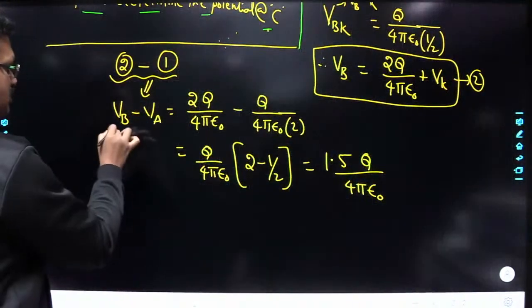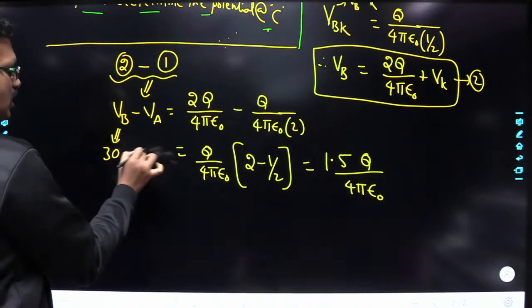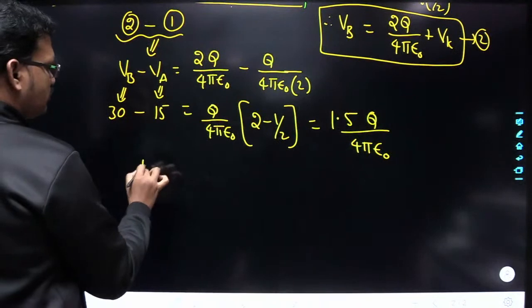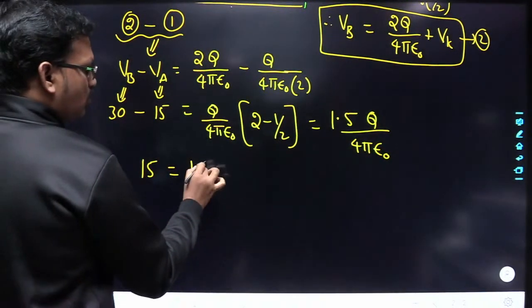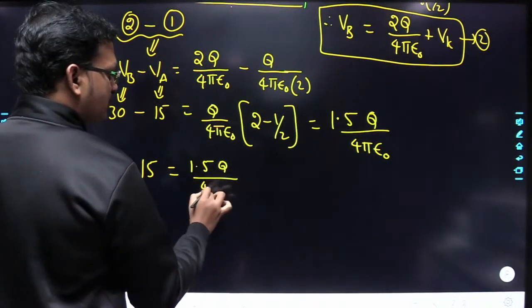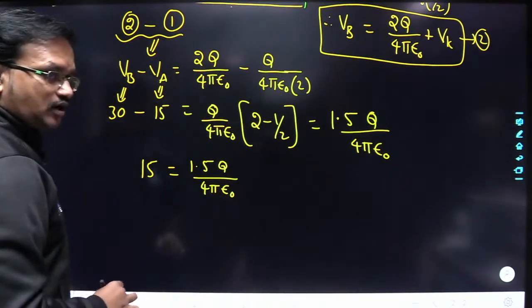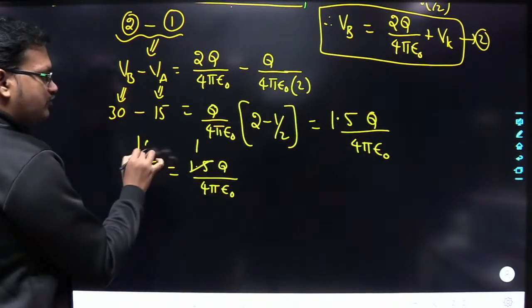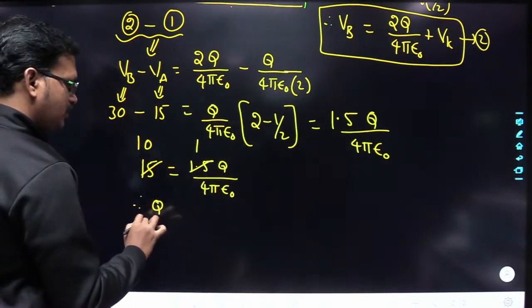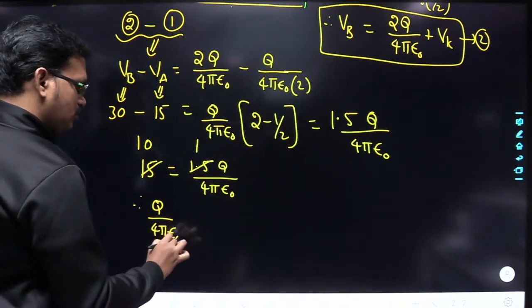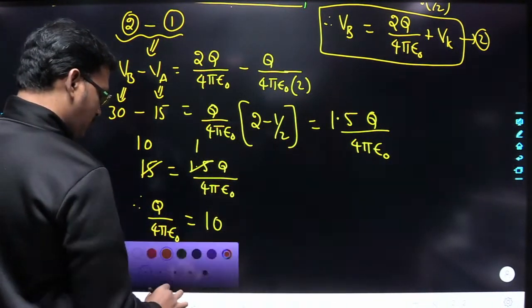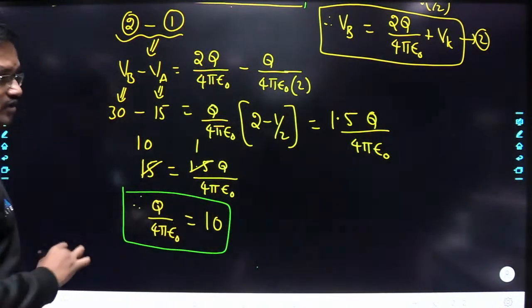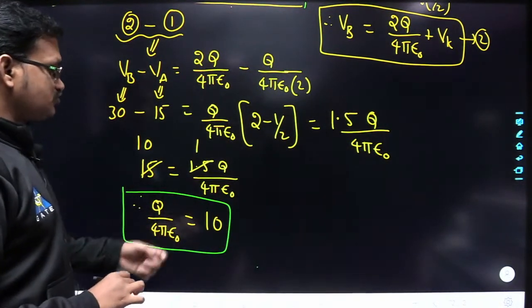Okay. So the potential at B is 30 volts and the potential at A is how much? 15 volts. So that is equal to 15 here. So 15 is equal to 1.5 into Q divided by 4 pi epsilon naught. Now here 1.5 ones and here 1.5 tens. So therefore I can write Q by 4 pi epsilon naught is equal to 10. So this is what I got here.